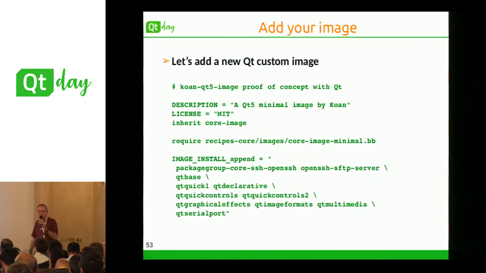And last but not least, you can create your beautiful image in one single shot. You create a koan-qt5-image, including all the components you like in one single configuration. Every time you build this image, you will get the Yocto project plus the components you have listed here.